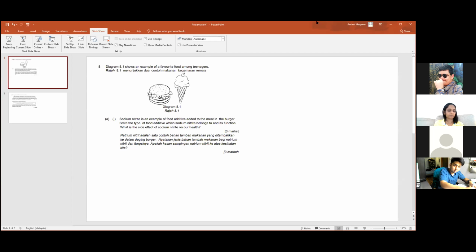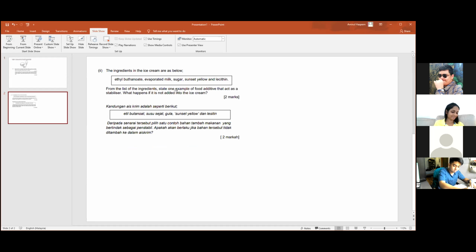Correct. According to the Success book, the side effect is it can cause lack of oxygen in the blood of a baby. Many other answers, such as it can cause cancer, are also possible. So that's it for the first one, and the second one, Jack.